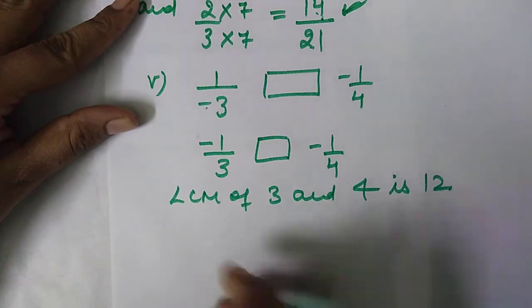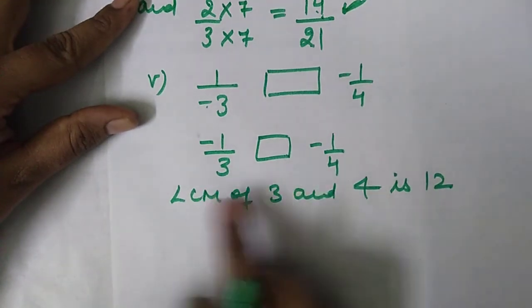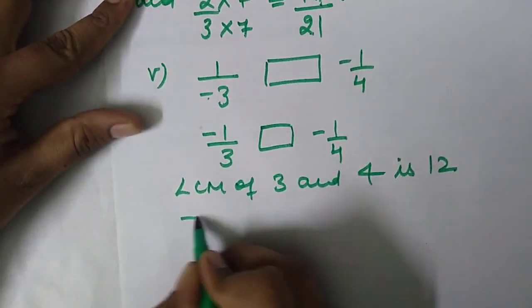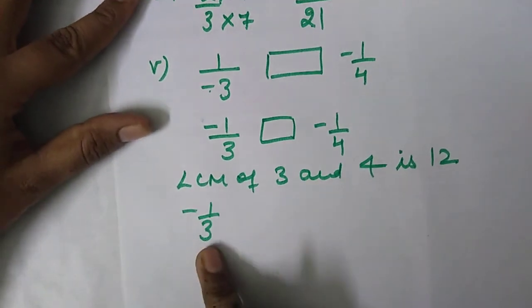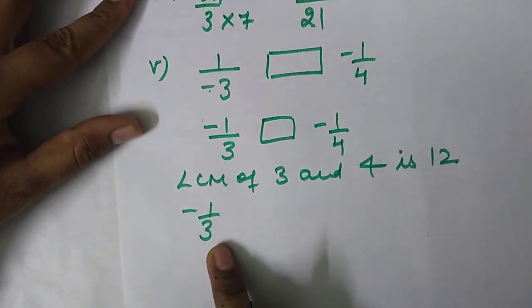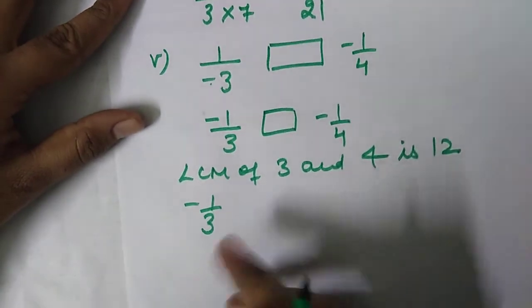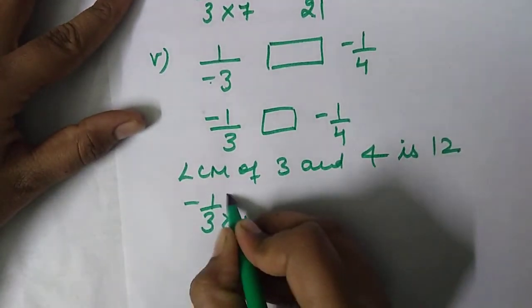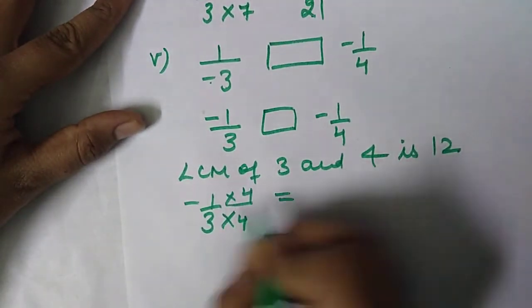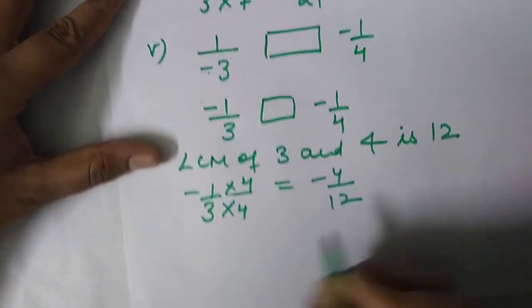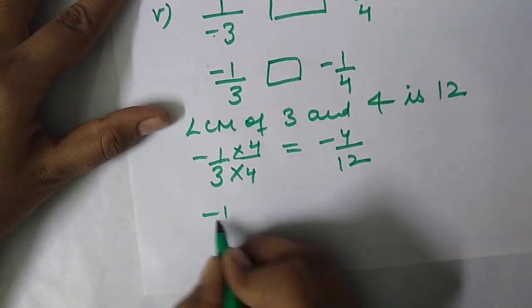LCM of 3 and 4 is 12. After that you have to make the denominator 12 in each fraction. So I am taking the first fraction. For making the denominator 12, by which number should this fraction be multiplied? That is 4. You have to multiply the numerator and denominator by 4, so it will be minus 4 by 12. Same here, minus 1 by 4.